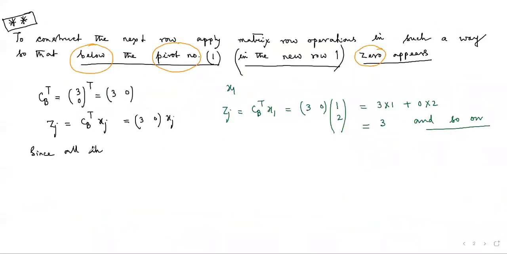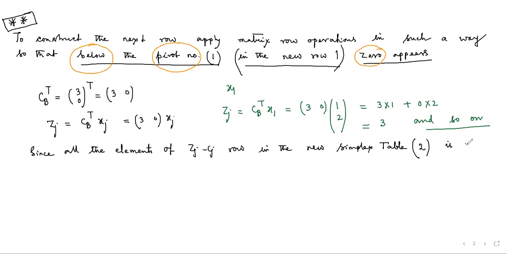Since all the elements of the Zj minus Cj row in the new simplex table, that is simplex table 2, are either 0 or positive, the simplex table 2 gives us the optimal solution.